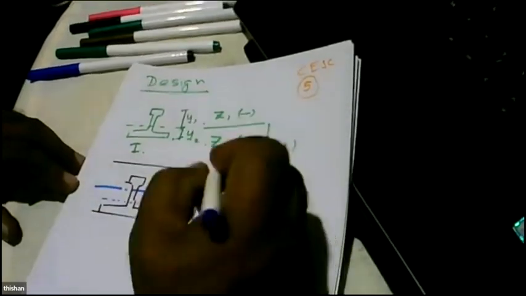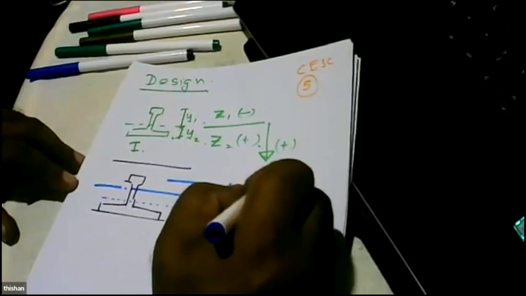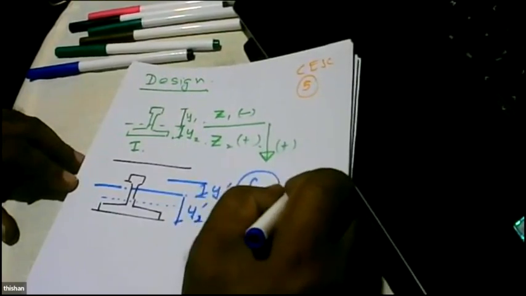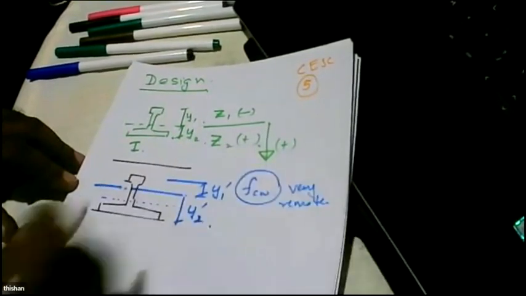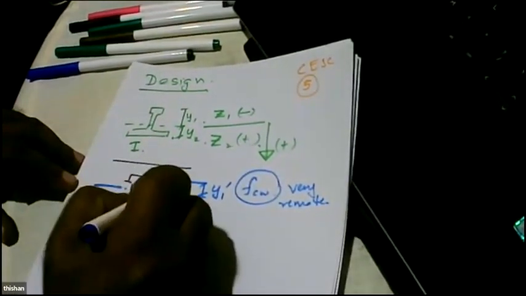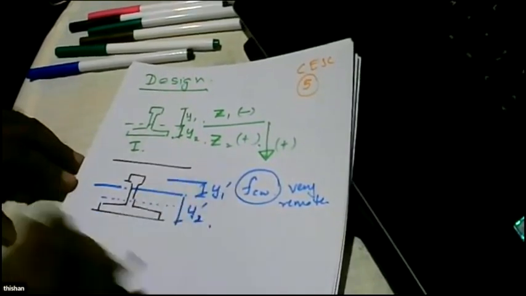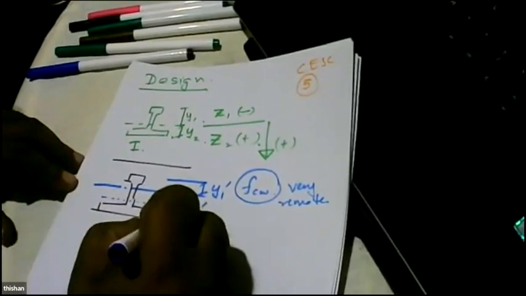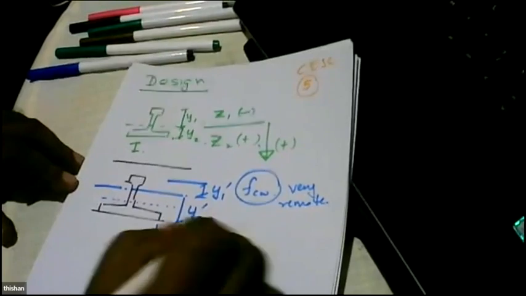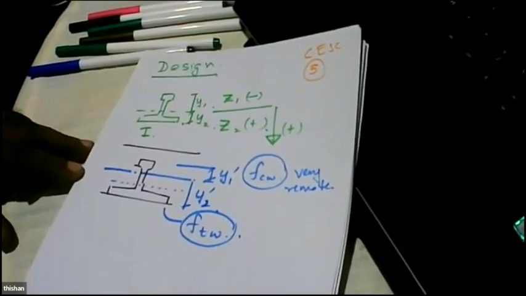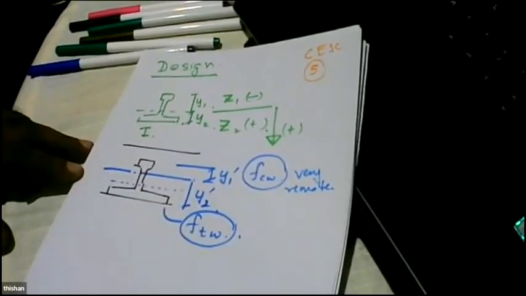Then actually the chances of this exceeding the compression at working will be very remote. Why? Because we are having a lot of concrete, and the neutral axis also shifts upwards. So there's no way that it can fail in compression, but actually the failure can come in tension under working conditions. So that will be the governing condition.